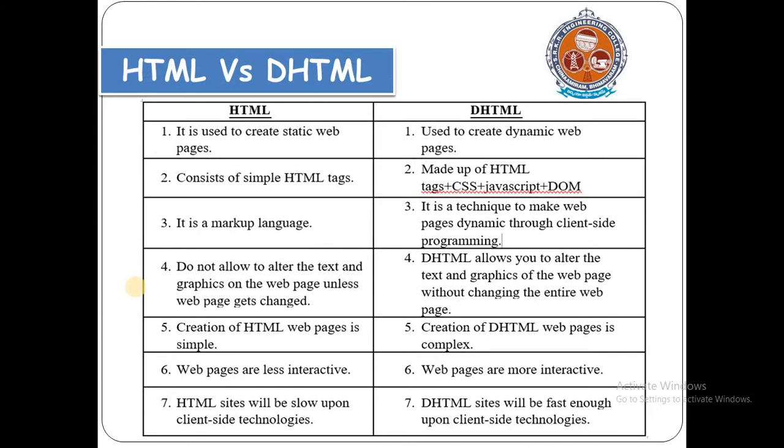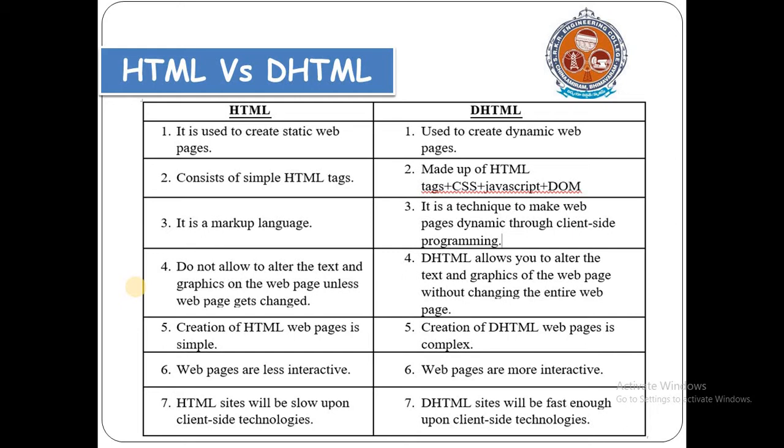Coming to the differences between HTML and DHTML, there are a few differences. HTML is used to create static web pages. DHTML, as the name suggests, creates dynamic web pages. HTML consists only of simple text, whereas DHTML is a combination of HTML tags plus CSS plus JavaScript plus the objects.